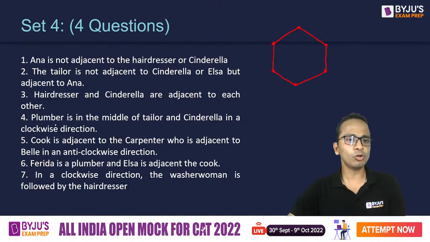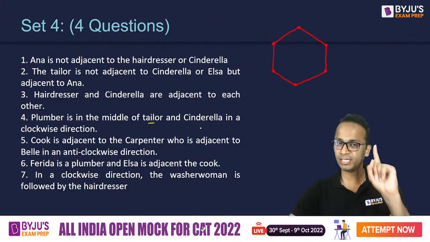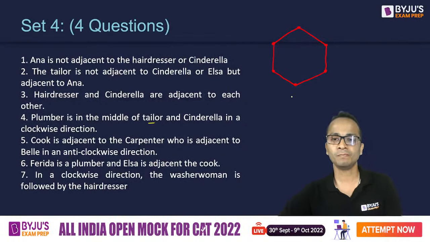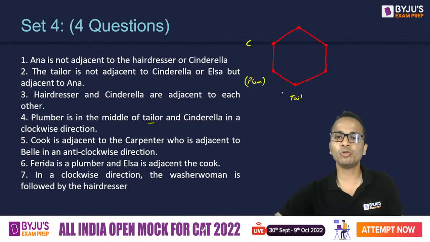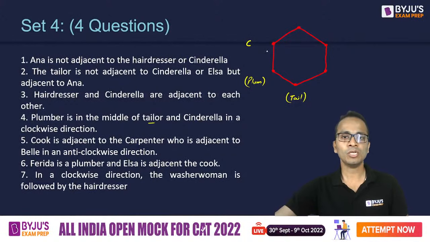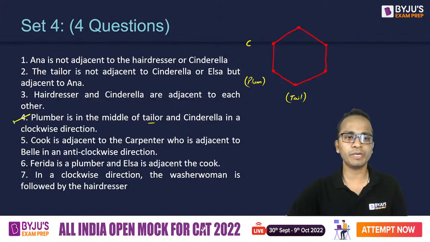Okay. Statement number 4. Plumber is in the middle of Tailor and Cinderella, 3 people, in the clockwise direction. So they are in the clockwise direction, Tailor, Plumber, and then Cinderella. Plumber is in the middle. So I'll put Tailor at this place, Plumber at this place, and then Cinderella C at this place. I'll put their professions in the bracket and name as A, B, C, D, E, F. So Cinderella C is here, plumber and tailor, I have used statement number 4.